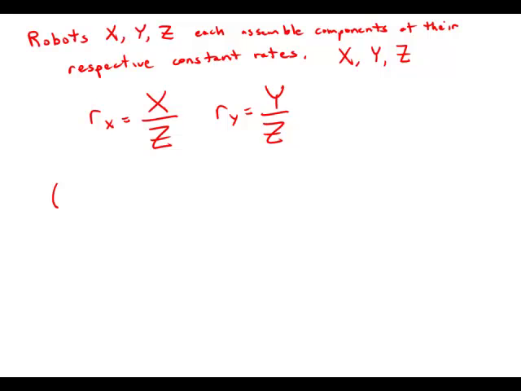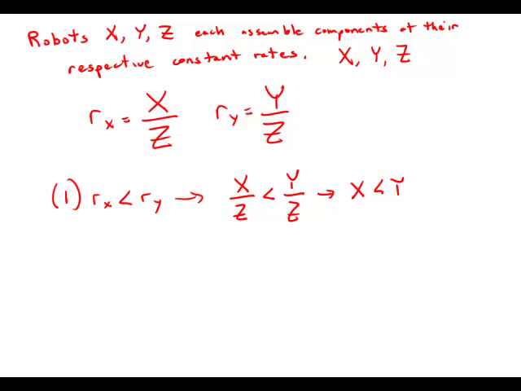So statement number 1 tells us that Rx is less than Ry. So what that means is that X over Z is less than Y over Z. And if we multiply both sides by Z, we do get that X is less than Y.